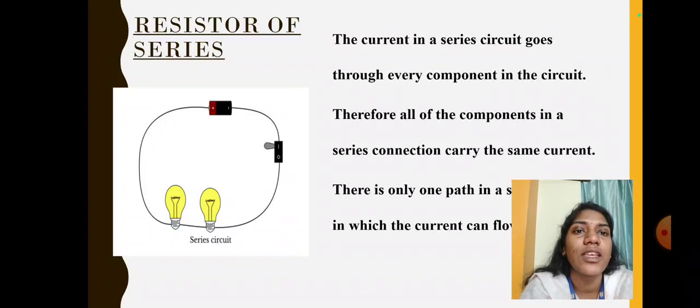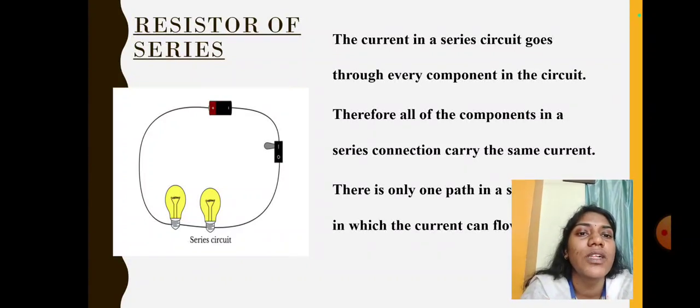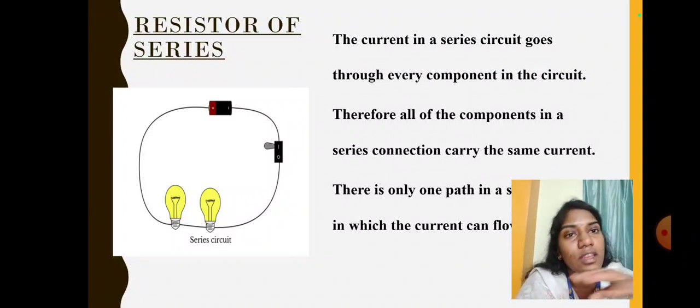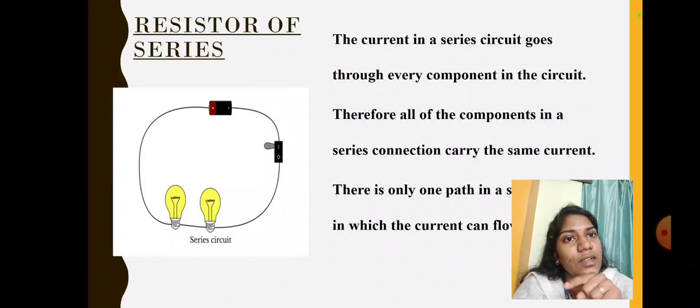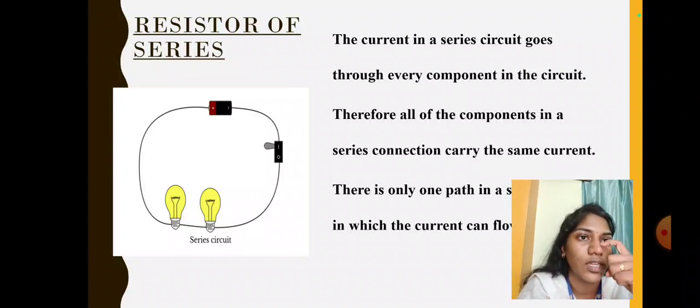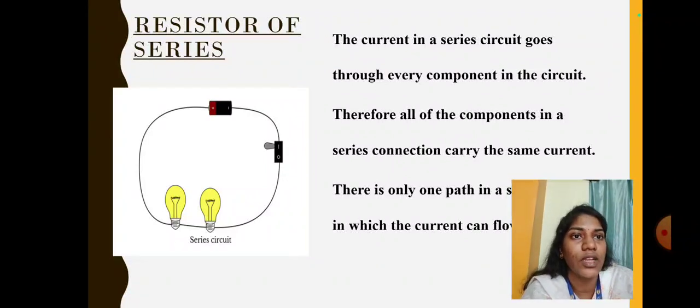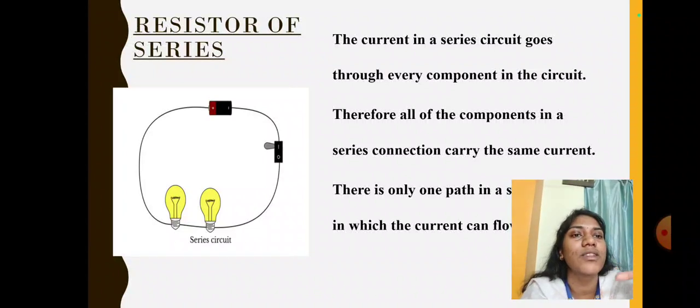Here, if you see in the diagram that I have given, two bulbs are connected in series. Here the resistance is being provided. There is a switch and there is a battery, and the resistances are connected in series. The current flows in one way. There is no other way for the current to pass through. There is just a single passage for the current. So the current in a circuit goes through every component because they are connected one after another in a series. Therefore, all of the components in a series connection carry the same amount of current, and there is only one path through which the current can flow.